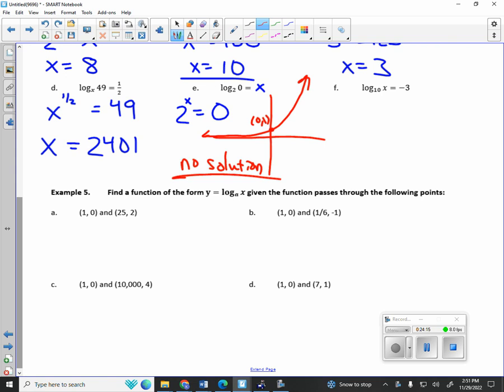That should convince you. The next one, this would be 10 to the negative 3rd is equal to x. What is x? Very good. Please take out your homework.